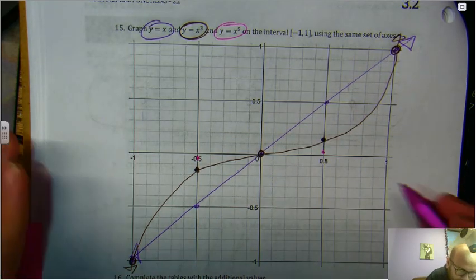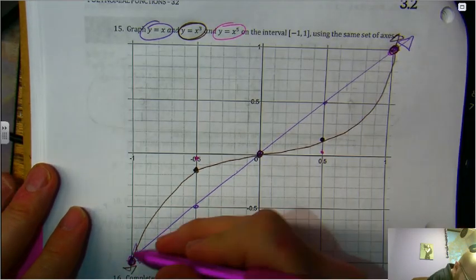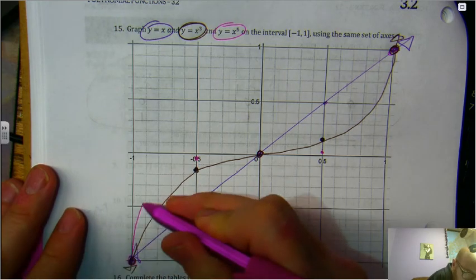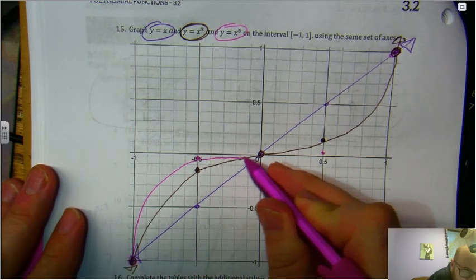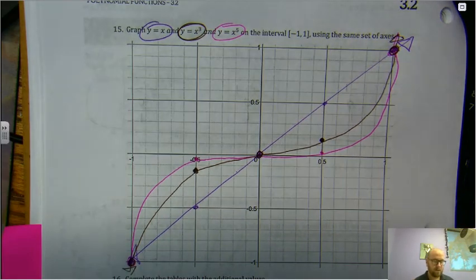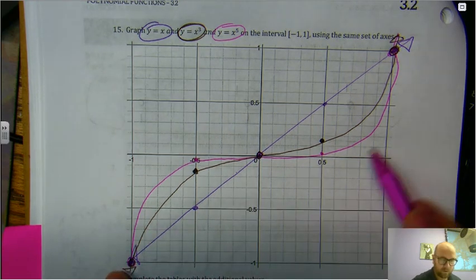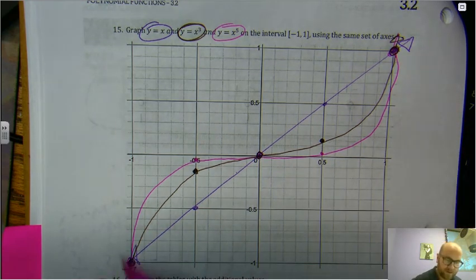And so how's that going to behave, while still hitting 1, 0, and 1? It's going to go like this. It's going to be even steeper here, and then flatter here, and then flatter here, and then steeper here, right? That's pretty cool, right? The purple is the straight line, the brown is cubed, and our pink is to the fifth.